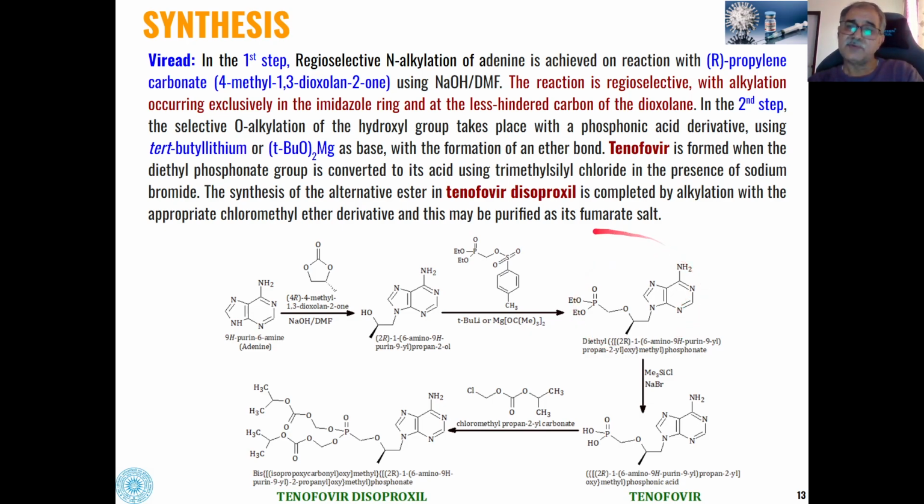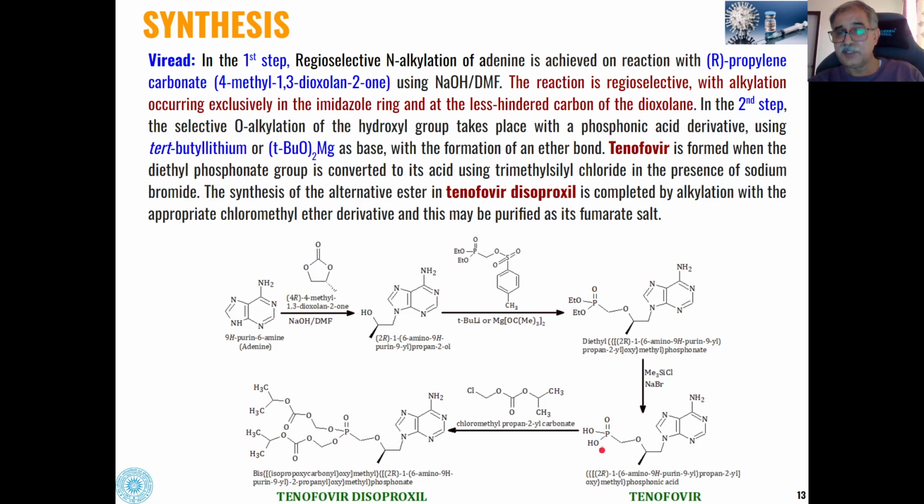And then this phosphonate derivative reacts with trimethylsilyl chloride in the presence of sodium bromide, and we will get hydrolysis of this ester. We will get the phosphonic acid derivative. So this phosphonic ester will be converted into phosphonic acid.